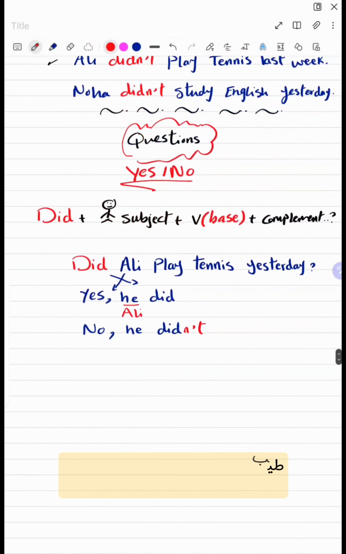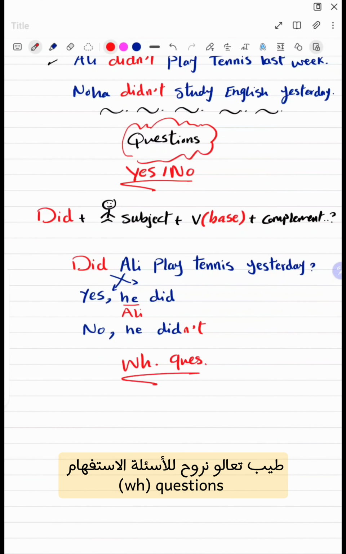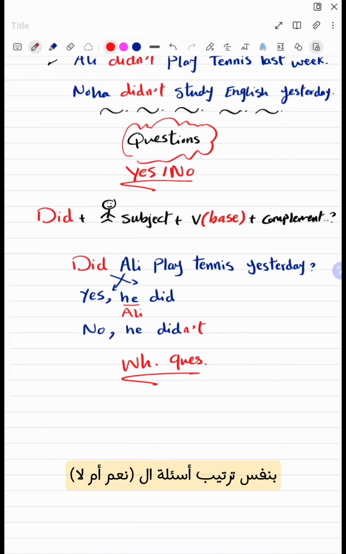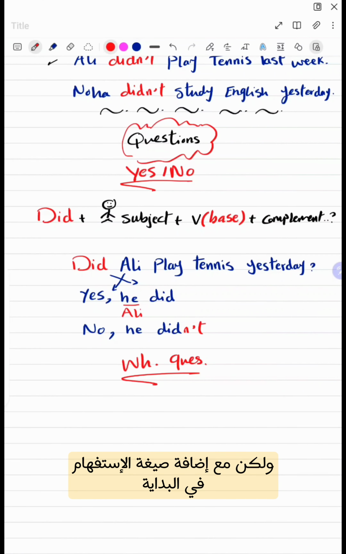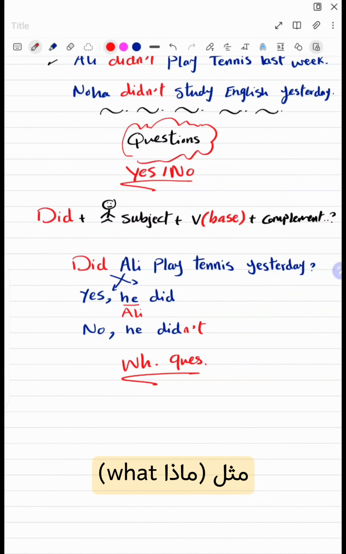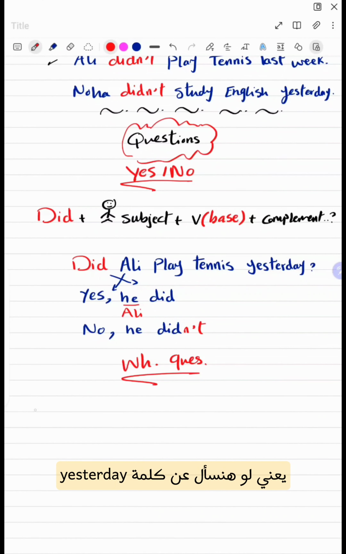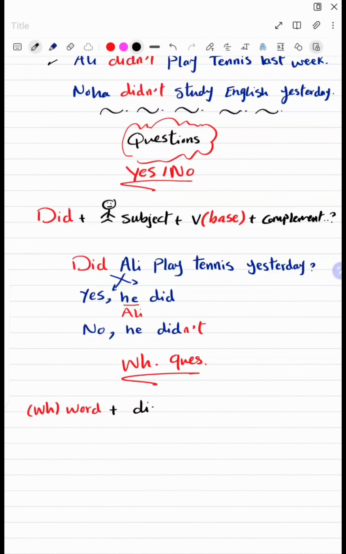Okay, let's move to the WH question. It is in the same arrangement, but we add a WH word at the beginning, a WH word like what, when, or how, depending on the question. So if we now ask about yesterday, in the first example, as you can see, a WH word, did, subject, and the verb in the base form. So let's take the first question. Did Ali play tennis yesterday?